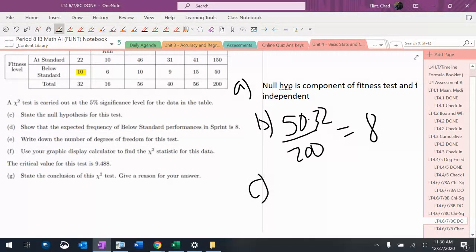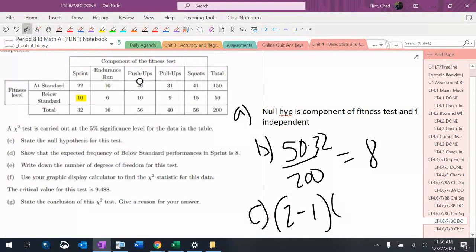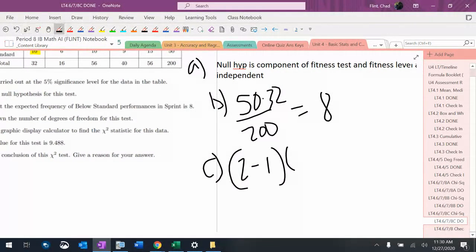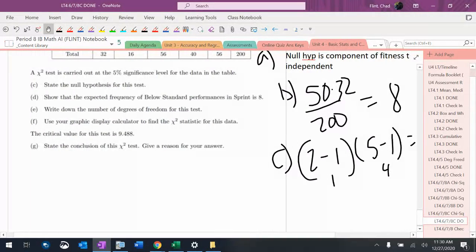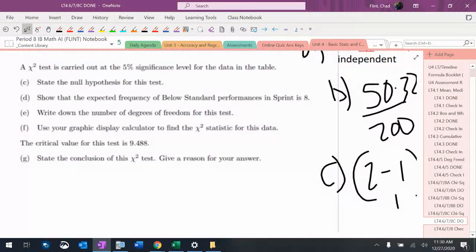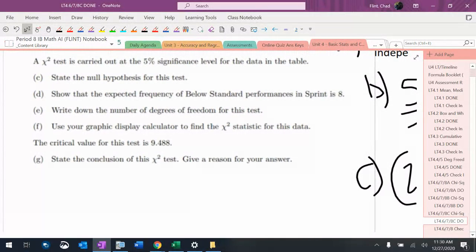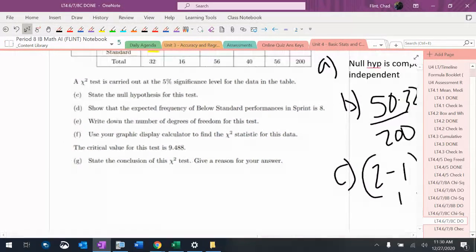Number of degrees of freedom. So I have 2 rows, 2 minus 1, times how many columns? 1, 2, 3, 4, 5 columns. So 5 minus 1 is 4, because it's 1 times 4. Remember, the calculator will give you that at the end if you want to double check it while I do the chi-squared value. So it says use a graphic display calculator to find the chi-squared statistic.